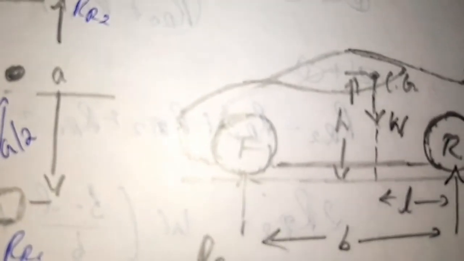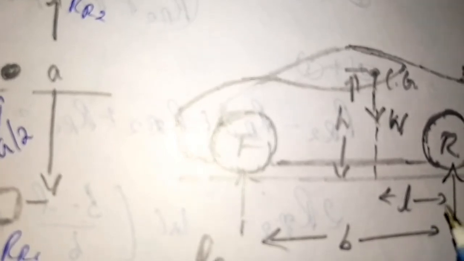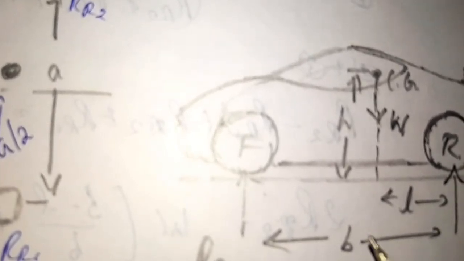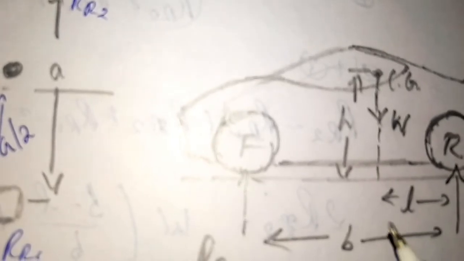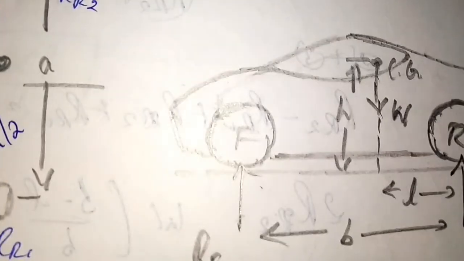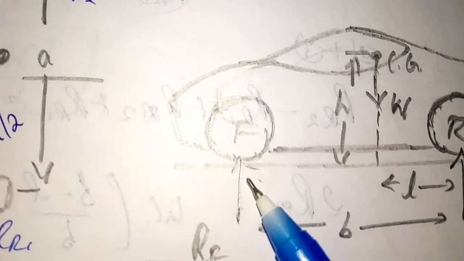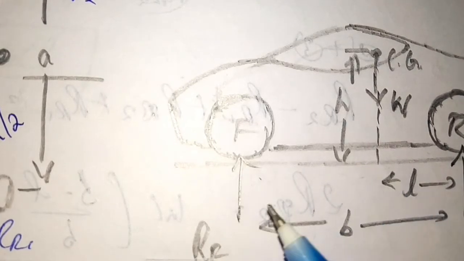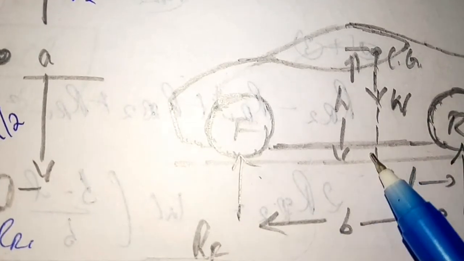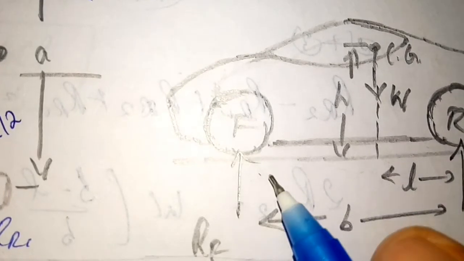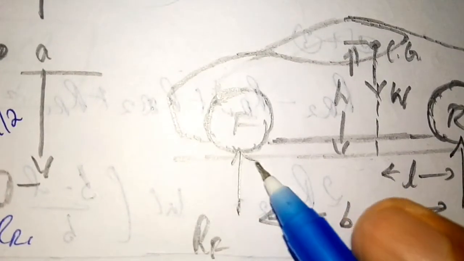The reactions of the rear wheels are making a counterclockwise moment, so it is negative, and the weight is making a clockwise moment, which we are considering as a positive moment. So the magnitude of the moment made by the weight of the vehicle is W into (B minus L). Because this is the offset of the line of action of the force due to the weight of the vehicle, which acts through the center of gravity, so the magnitude is W into (B minus L).